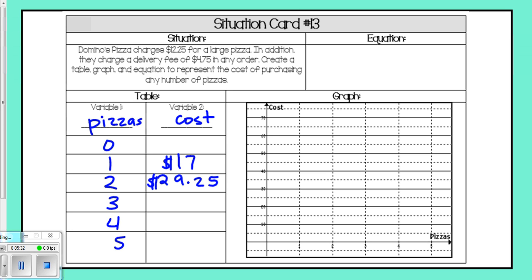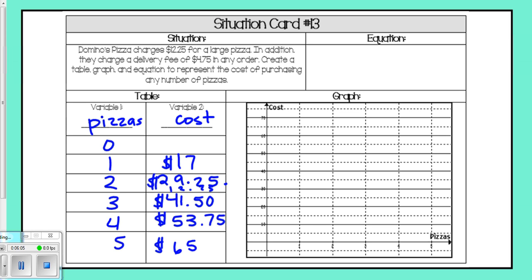I'm going fast. Okay? If I have another pizza, well, instead of doing 3 times $12.25 plus $4.75, let's just add another $12.25 right here. Okay? Add another $12.25. This is kind of hard for me to do mentally. $41.50, right? Add another $12.25, and I get $53.75. Add another $12.25, and I get, what, $65? I think that's right. Okay.